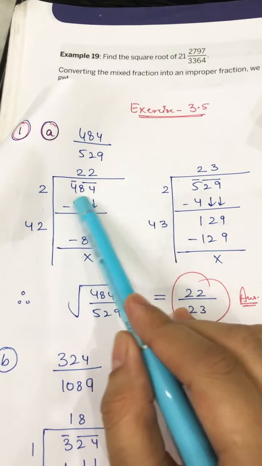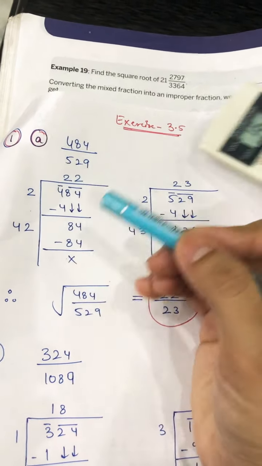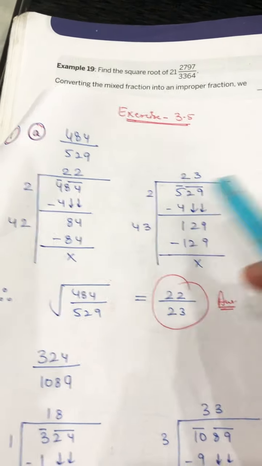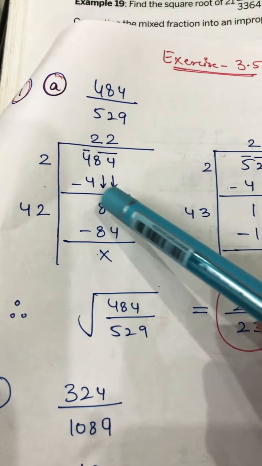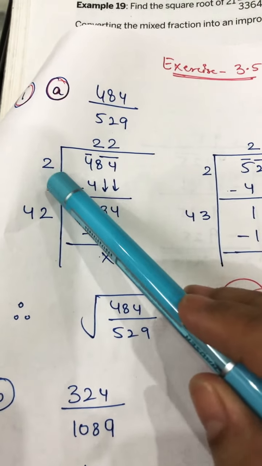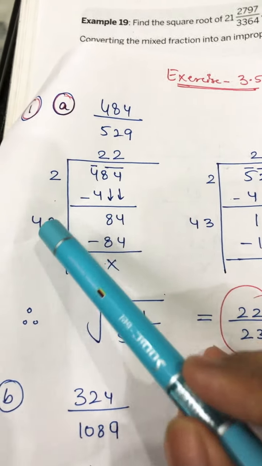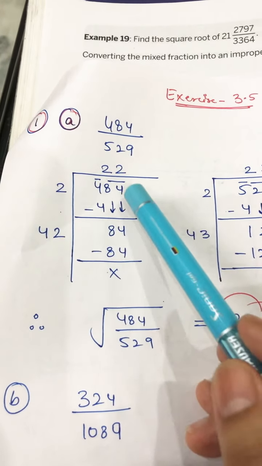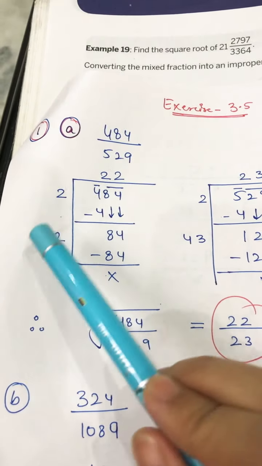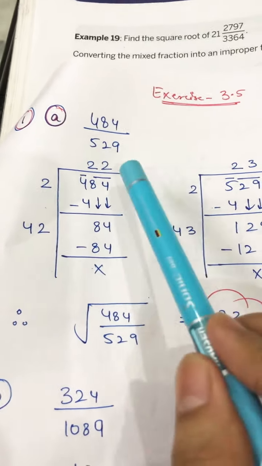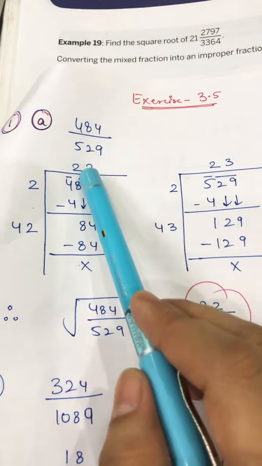The method is the same. First of all, 484, start doing pairing. This is your first pair, this is single. Now this will go on which table? This will go on 2, 2 2s are 4. Now take out the next two digits, 84. First of all, write here 2 plus 2, that is 4. Now tell me which digit you can write here so that it will completely cancel 84. So you can write 2 here and 2 here. 42 2s are 84. So the square root of the numerator is 22.